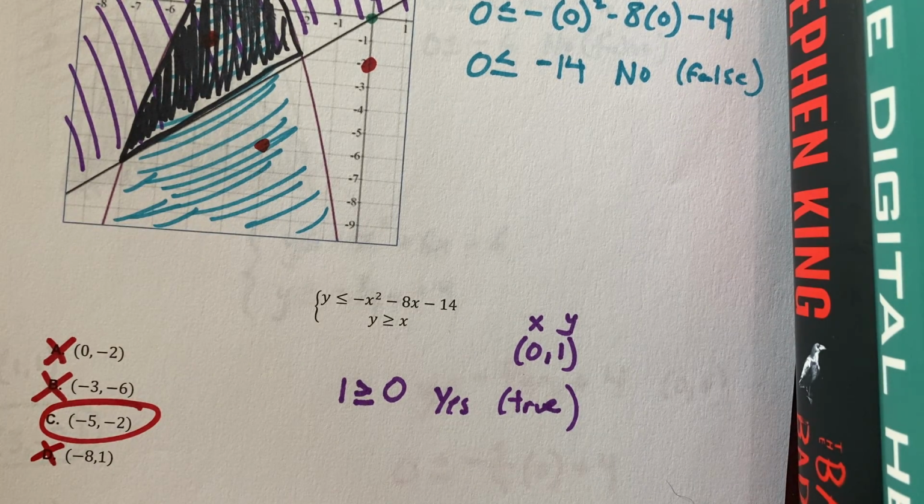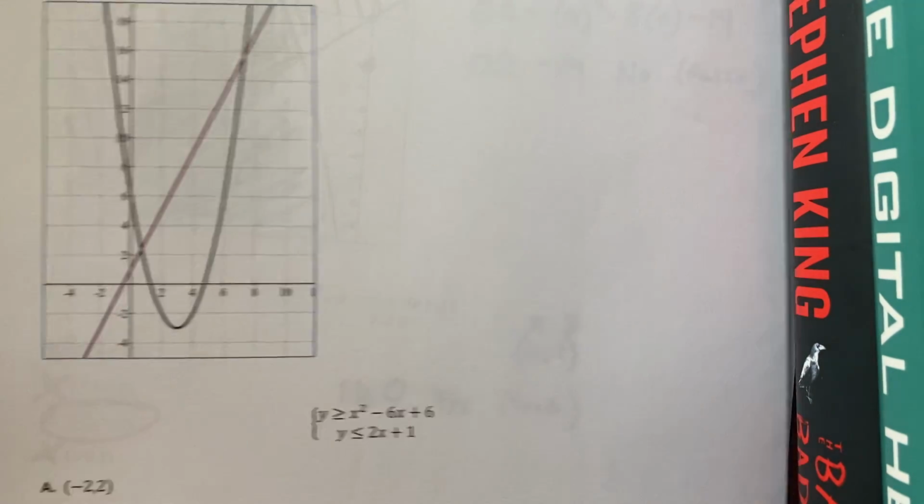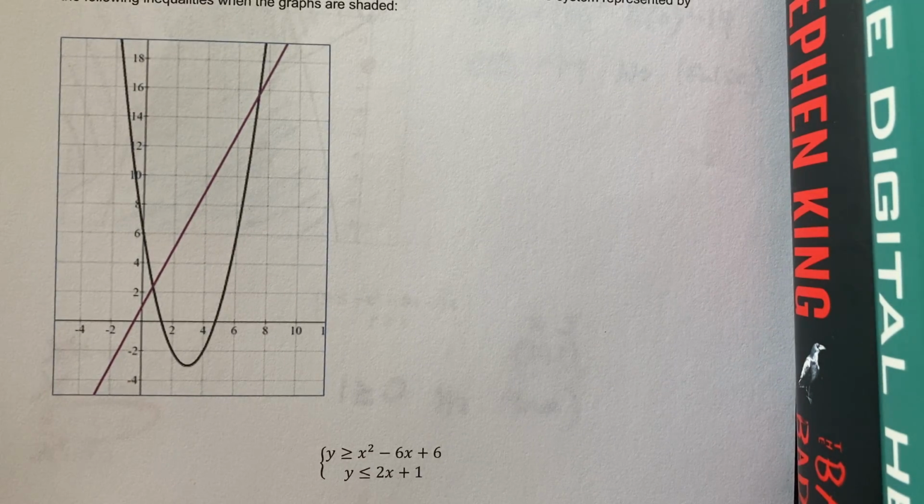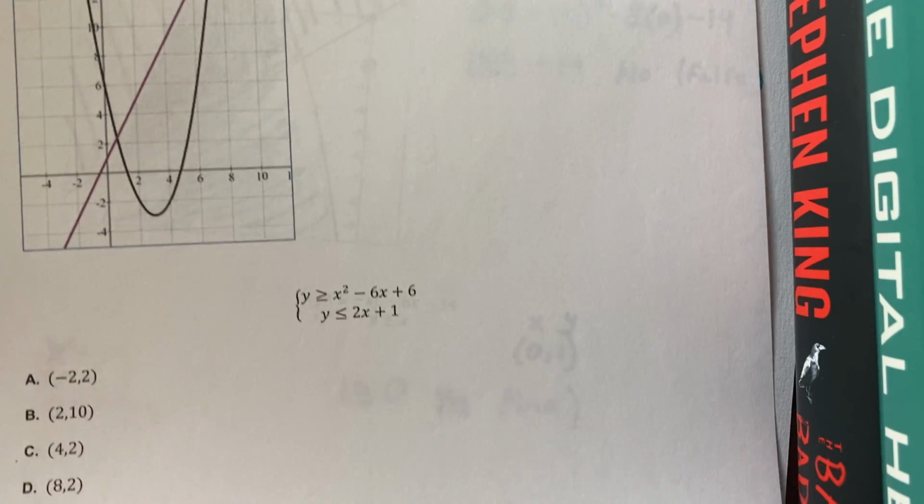All right, guys, I am going to leave you to do question 4 on your own. It is very, very similar. You just have to figure out where to shade, where the solution set is, and which of these points is the solution. Obviously, I want you to do this so I can provide feedback for you.